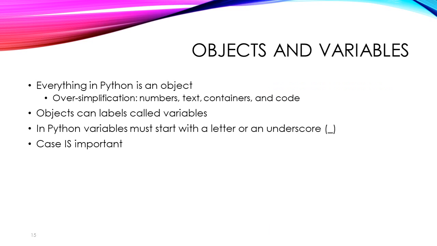Everything in Python is called an object. An object is basically a section of memory that's devoted to something. Some objects can have labels, which we're going to call variables. In Python, variables must start with either a letter or an underscore. Variables that start with underscores are special, and we're not going to get into them here.